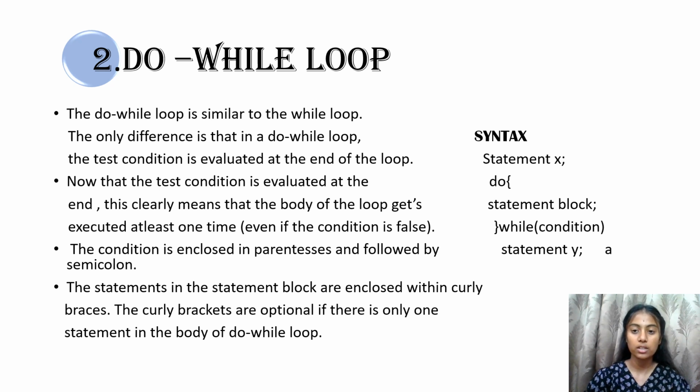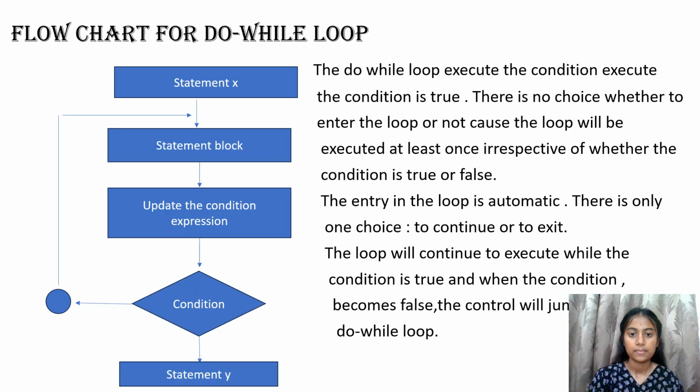Syntax for this is: first initialization, next do, then we are going to print the statement, then the while condition, then the statement. Now we will see the flowchart for do while loop. The do while loop executes, then checks the condition. There is only one choice whether to enter the loop or not: the loop will be executed at least once irrespective of whether the condition is true or false. The entry into the loop is automatic. There is only one choice to continue or to exit. The loop will continue to execute while the condition is true, and when the condition becomes false, the control will jump to the following statement of the do while loop.